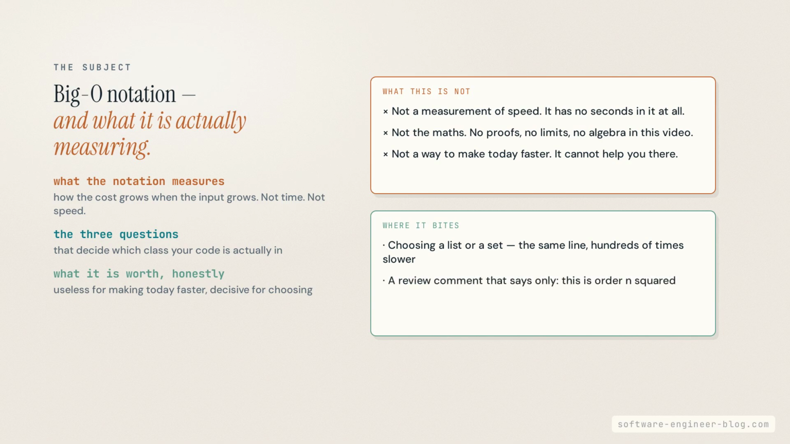Where does it bite? Choosing between a list and a set, where the same line of code becomes hundreds of times slower. A review comment that says only, this is order n squared. And a report page that is fine for a year and then is never fine again.